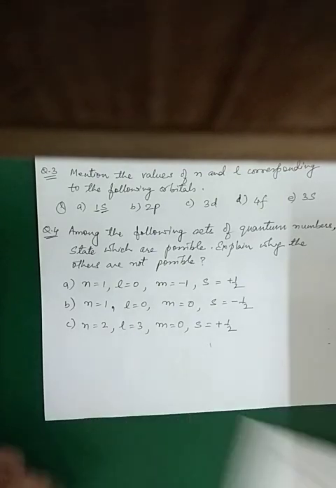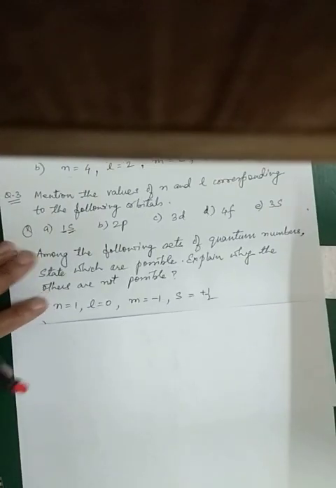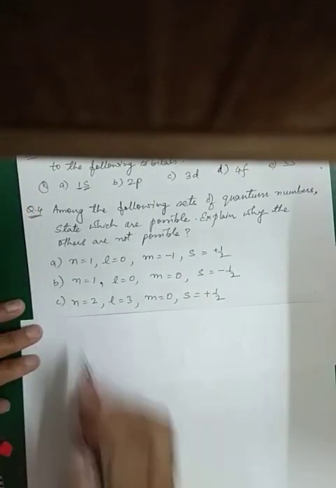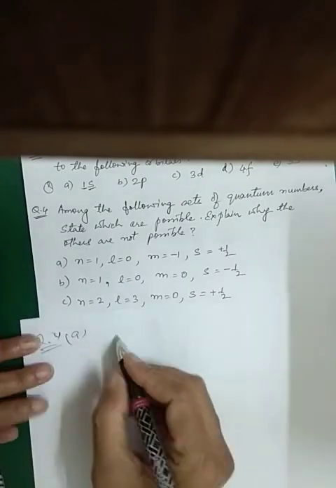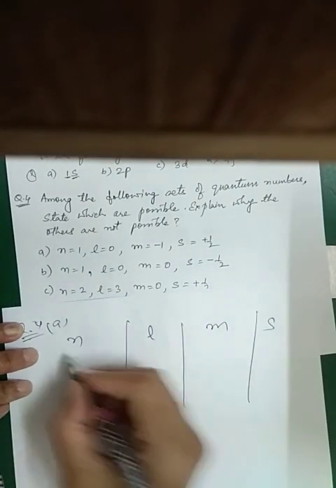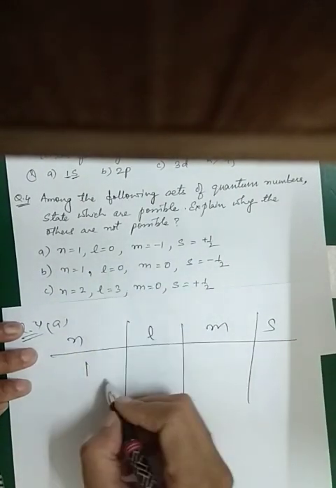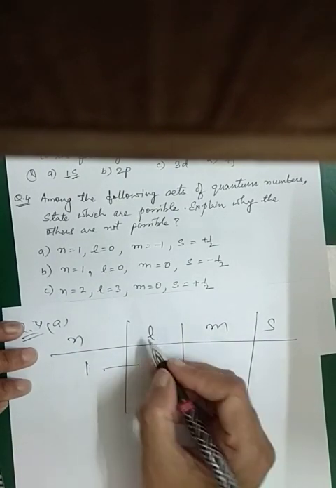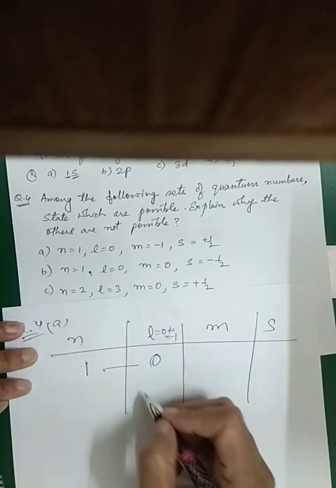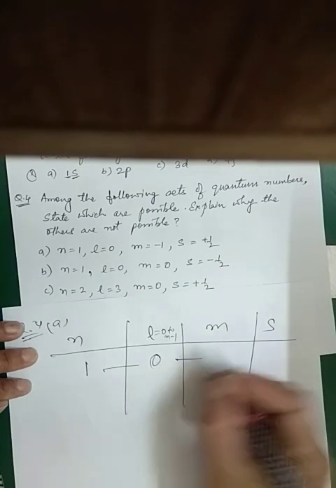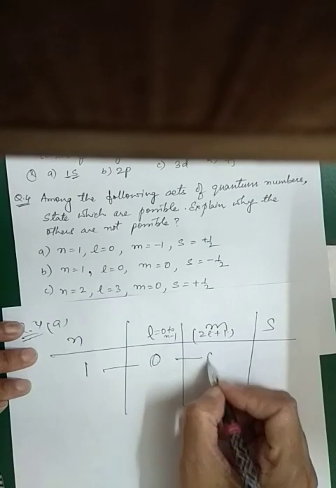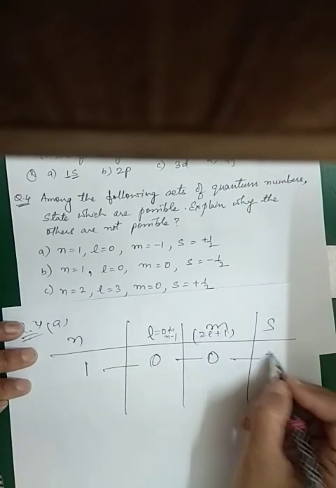Now question number 4. Among the following sets of quantum numbers, state which are possible. Explain why others are not possible. So let's take A. n, l, m and s. Now when I say n is 1, for this one value of n, the l value is 0 to n minus 1. n minus 1 is 0, means it is only one value. And m for 0 is 2l plus 1, this means 2 zeros are 0 plus 1. It is only one value which is 0. And then you have plus minus half.